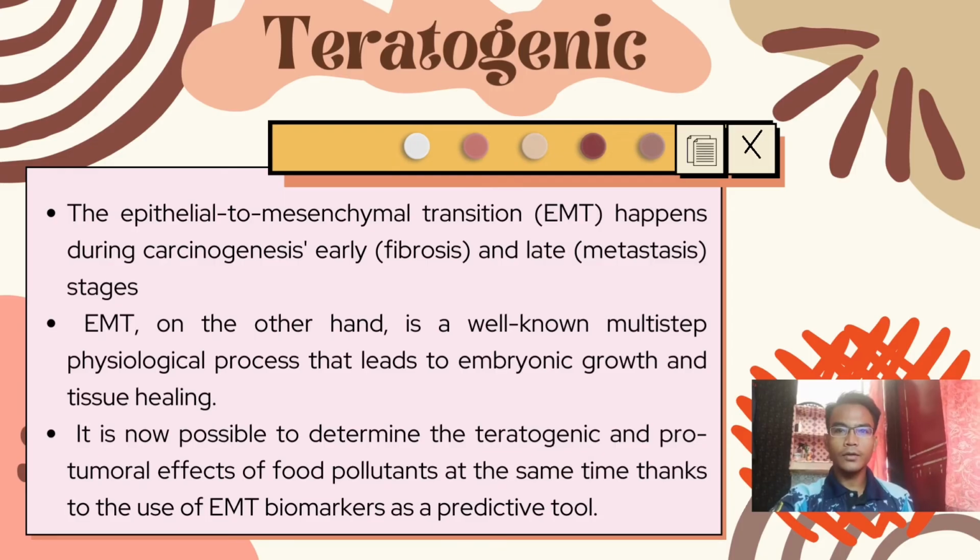Okay, for the teratogenic effect, epithelial to mesenchymal transition (EMT) happens during embryogenesis, early fibrosis, and late metastasis stages. EMT is a well-known multi-step physiological process that leads to embryonic growth and tissue healing. Lastly, it is now possible to determine the teratogenic and pro-tumoral effects of food pollutants at the same time thanks to the use of EMT biomarkers as a predictive tool.